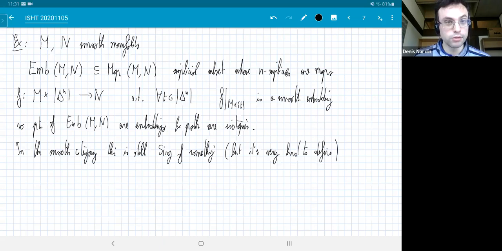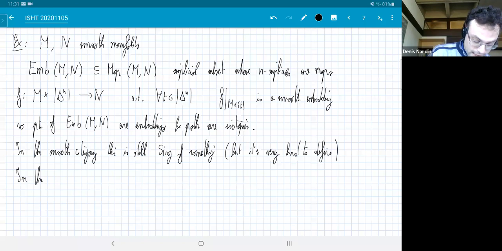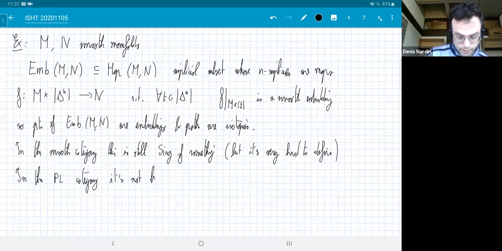But what it boils down to, this Kan complex instead is very easy to define. Oh, I didn't say this is still a Kan complex. But okay, let me say it later. But in the PL category, if you work with PL manifolds, it's not known if this is Sing of something.